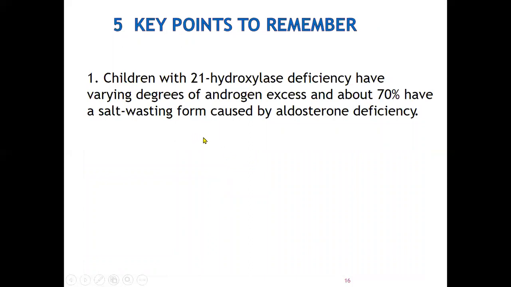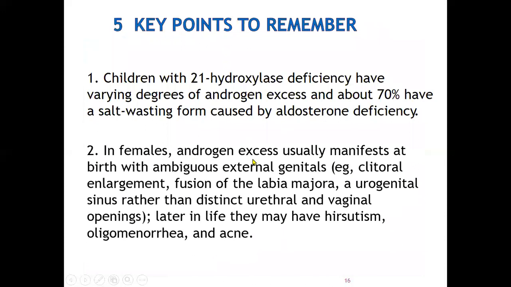Now, 5 key points to remember regarding CAH. Children with 21 hydroxylase deficiency have varying degrees of androgen excess, and about 70% have a salt wasting form caused by aldosterone deficiency. Second, in females, androgen excess usually manifests at birth with ambiguous genitalia, that is clitoral enlargement, fusion of the labia majora, and a urogenital sinus rather than distinct urethral and vaginal openings. Later in life, they may have hirsutism, oligomenorrhea, and acne. Now, in females, it will present like this.